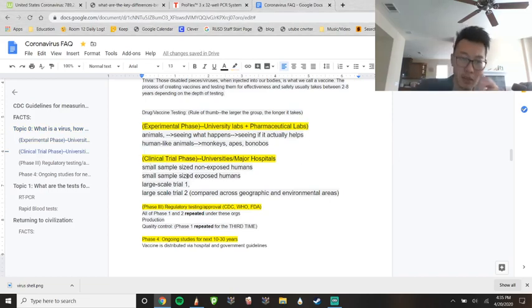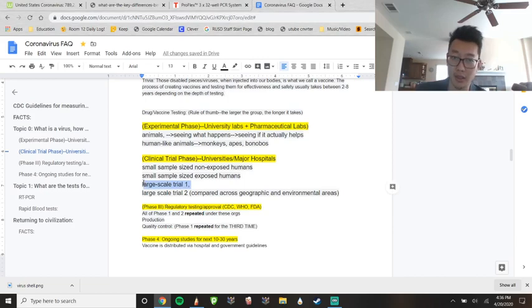They do small sample sized non-exposed humans for viruses. So if you're not exposed to this dangerous virus, they're going to test you first. And this is probably sizes of like 20 or so people. Once that's done and proven to be safe, then they do small sample size to humans that may be exposed either purposely or accidentally. And again, sample size very small, maybe 20 or so people.